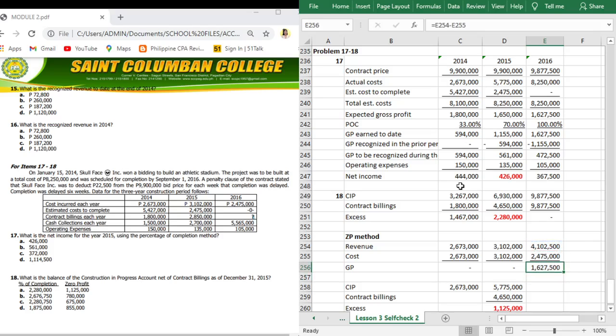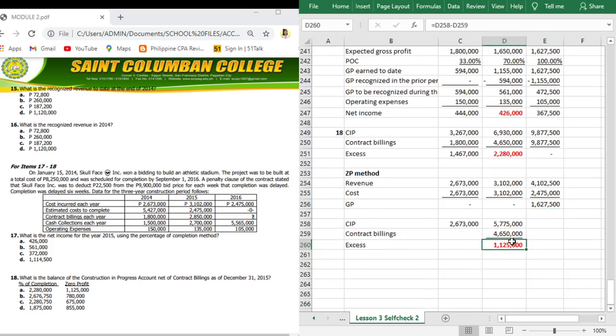So, how much is the gross profit? That would be 1,627,500. So, class, we are going to look at the cumulative gross profit, same ra sila, 1,627,500. Ang nakalahi lang, sa percentage of completion, by year ang pag-recognize sa profit, sa zero profit method, sa last na ang profit. Okay, kay zero profit man.